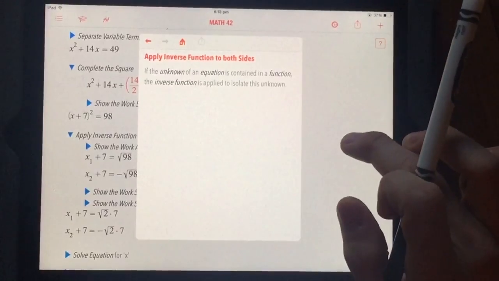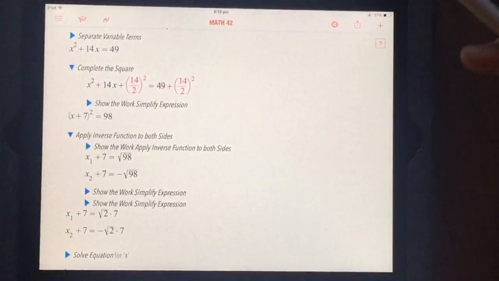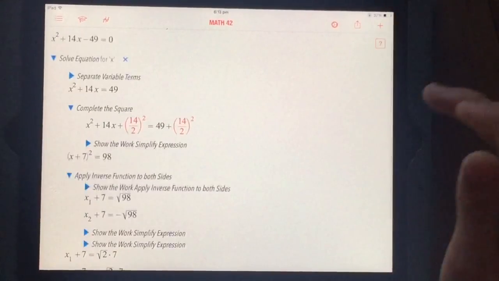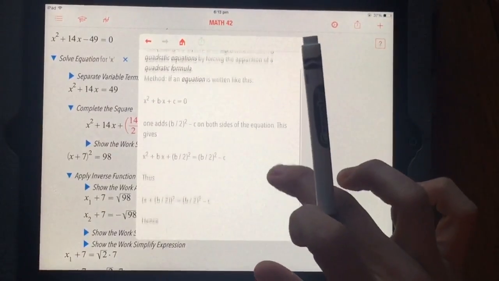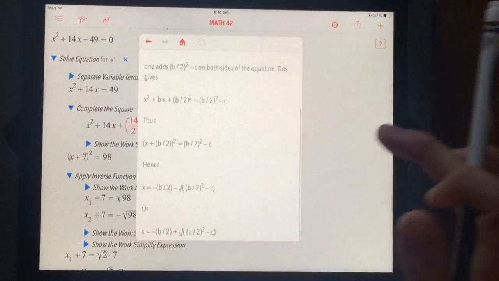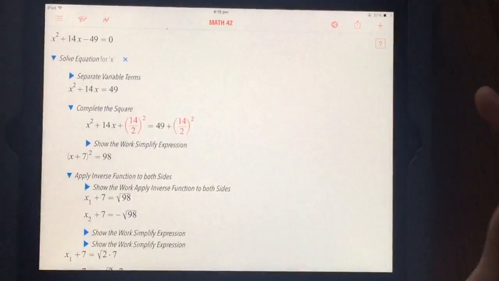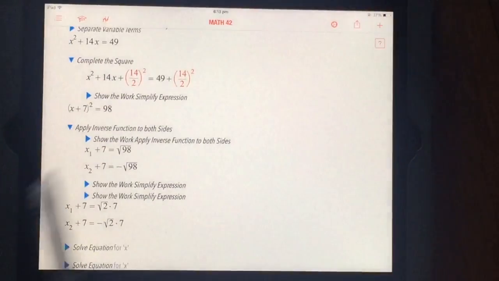So basically what students have here is an entire textbook offered to them, because if they can't remember what completing the square is, they can go through it and read about it and then remember, oh yeah, this is what completing the square is. So let's go back down here.